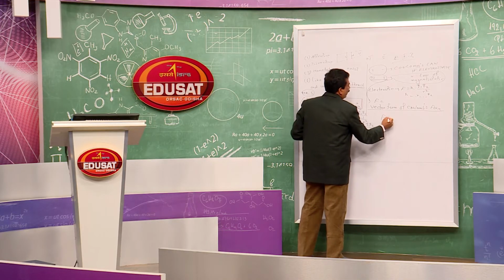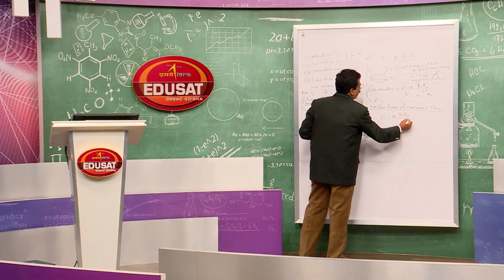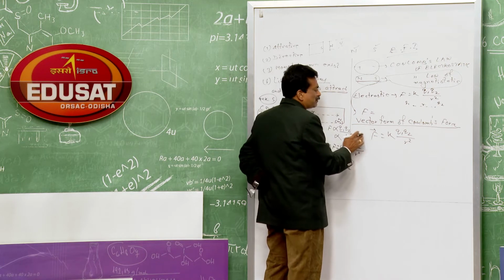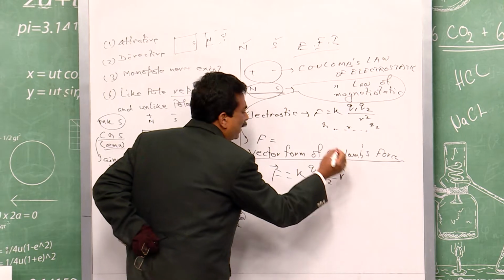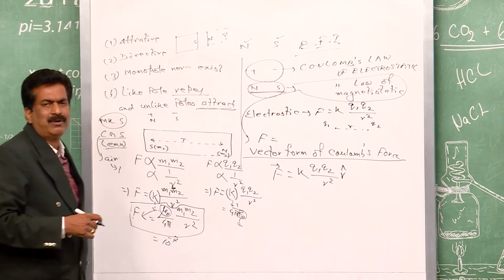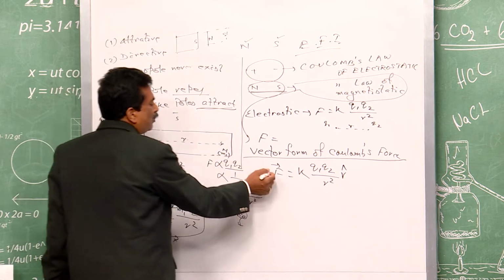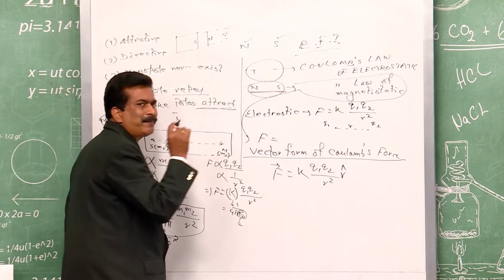We have written F is equal to k q1 q2 by r square. If we want to make it a vector, the left side to be a vector and the right side to be a vector, to make it a vectorial form, we have to take its unit vector. So if this is the F vector, then we have to give the r cap there.